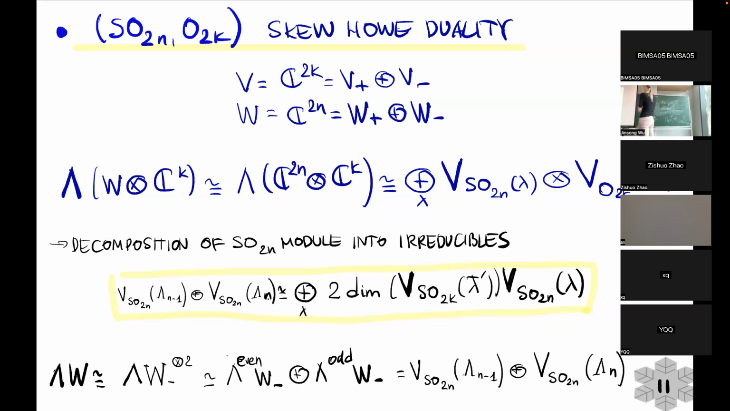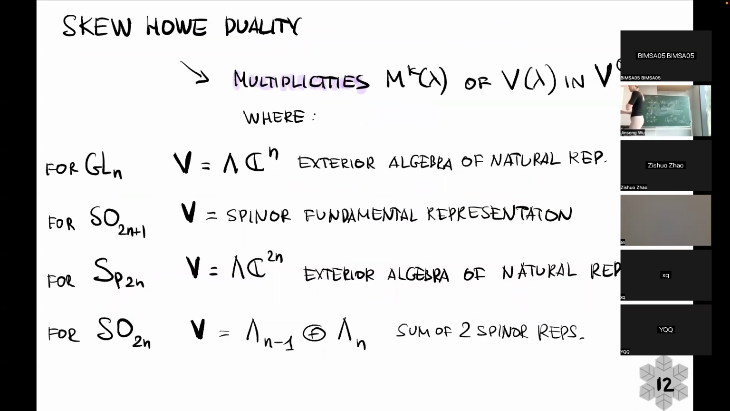Okay. So here, basically, I have listed all the probabilities on the slide. So what is the summary of the first part? Skew Howe duality can help us obtain the multiplicities in the tensor power of the spinor module. So for GL(N), this is the exterior algebra of the natural representation. For SO(2N+1), it is the spinor fundamental representation. For Sp(2N), it is the exterior algebra of the natural representation. And for SO(2N), it is the sum of the spinor representations.